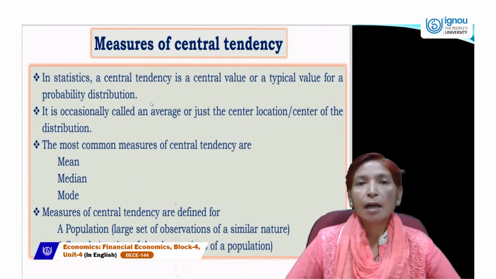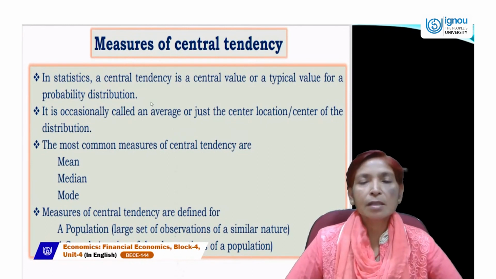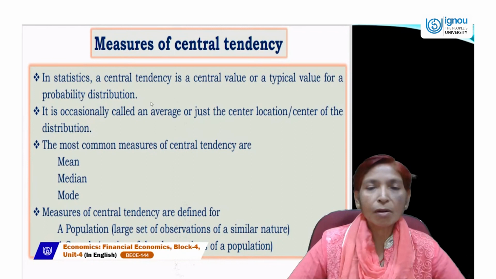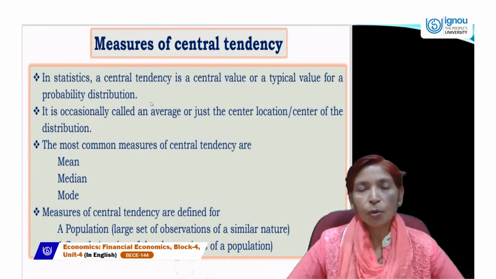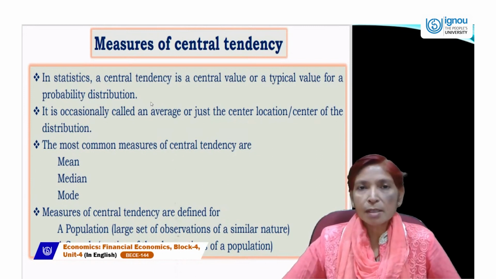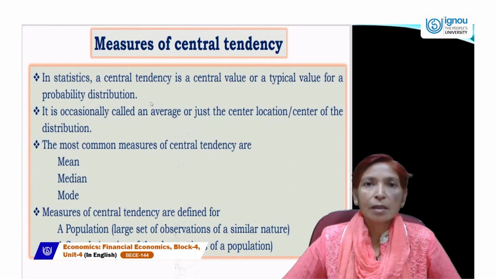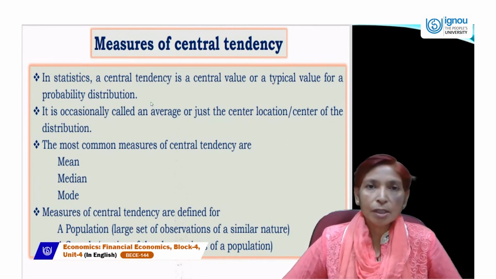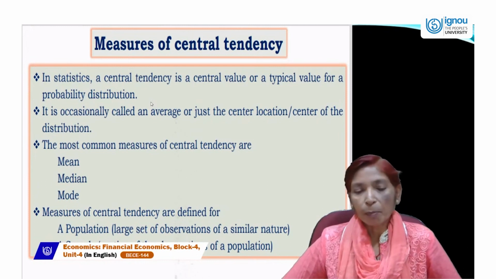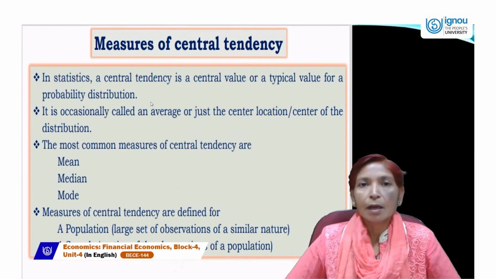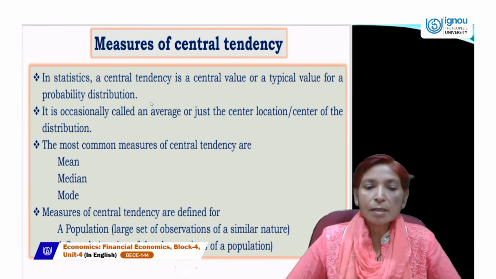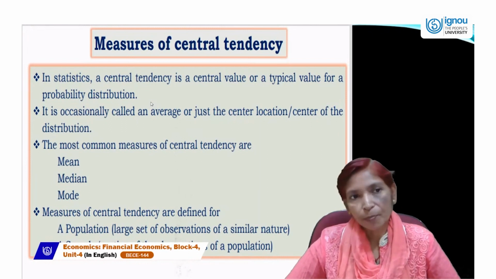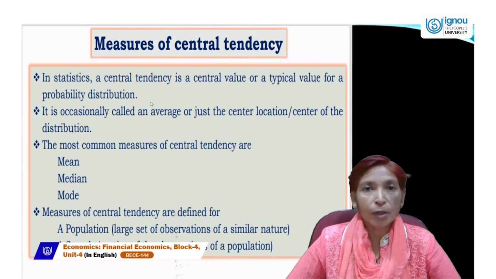Measures of central tendency are defined for a population. Population means whole, and sample is the part of population. So if we are studying about the whole thing, that is called population. Here population doesn't mean the country's population. Here population means what we are studying. If we are studying about 2000 people, that is called population. And if we are studying only 50, if we take some samples out of 2000 people, that is called sample. So population is the large set of observations of similar nature, and the sample is a proportion of the observations of a population. So measures of central tendency can be defined for population and sample also.